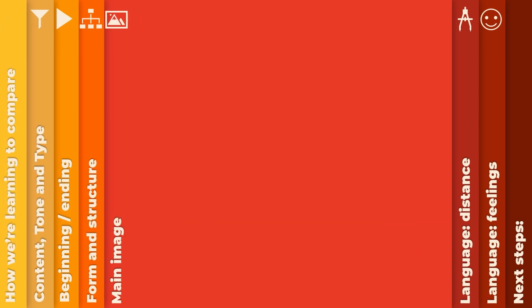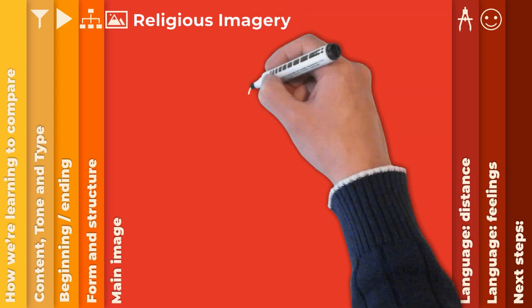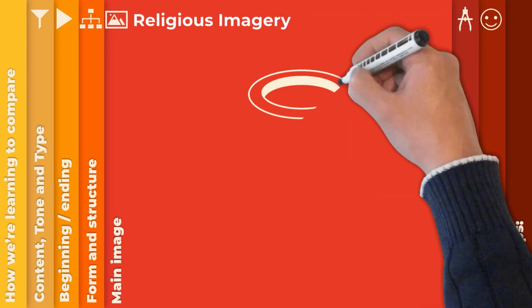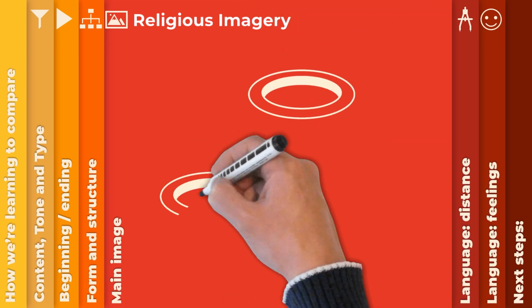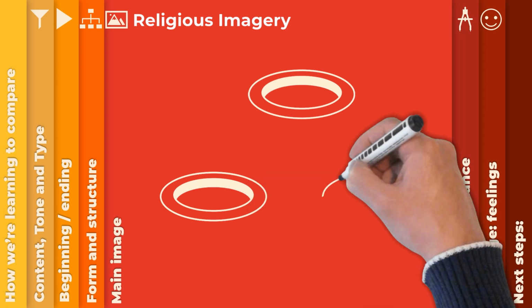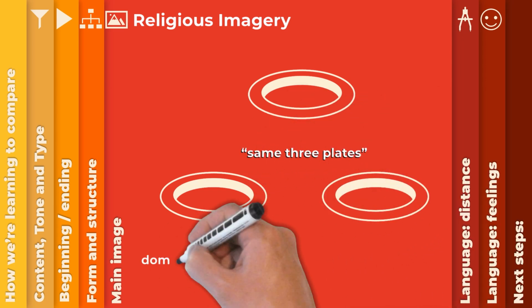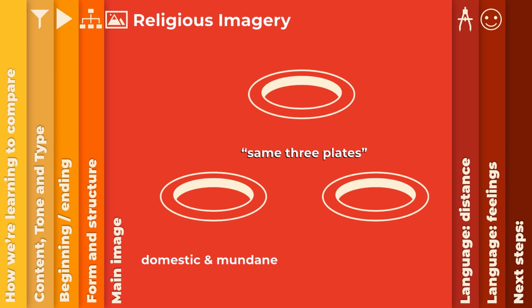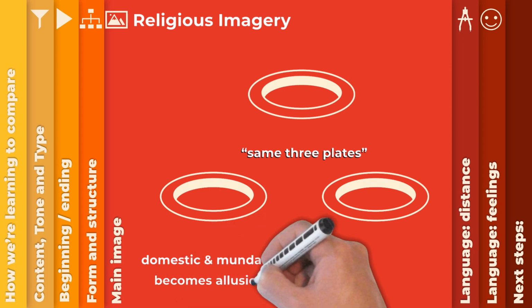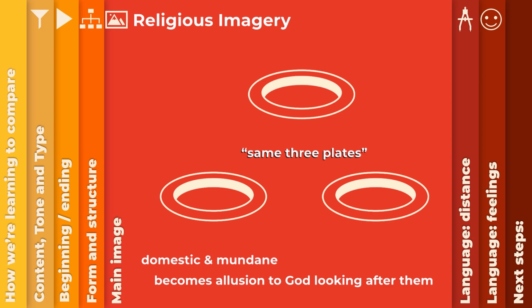Causley uses various images to convey the sense that they're being looked after by God and linking this through the Holy Trinity. For instance, he describes the same 3 plates, which is obviously a worldly, domestic, mundane image from the picnic, but it also operates as an allusion, a nod to the Trinity. The plates also have connotations of halos.